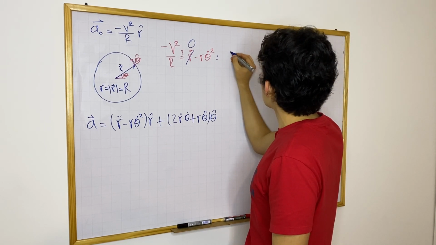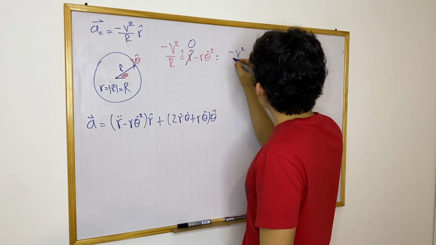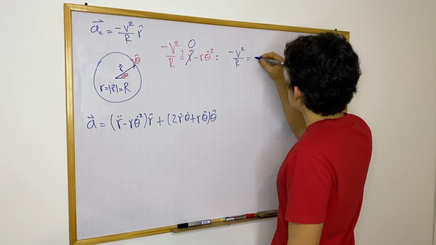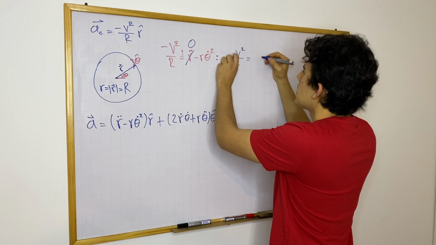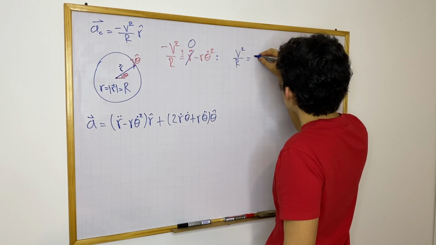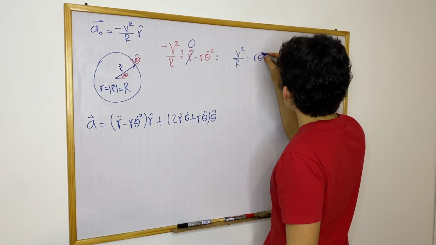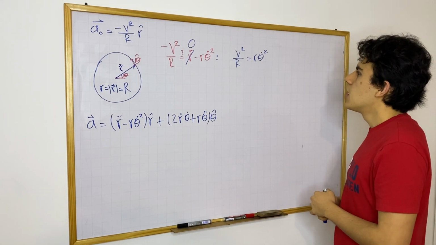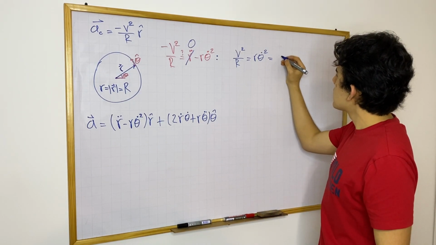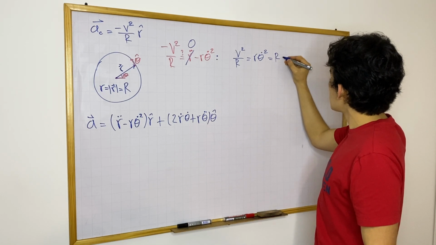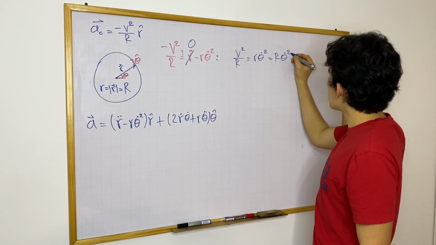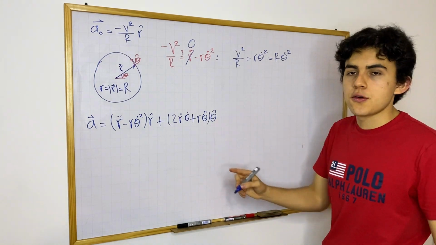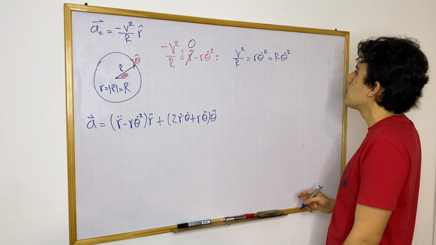I'm gonna continue over here. Now we have minus v squared over r is equal to big R, and I'm gonna drop the minus, same thing. V squared over r is gonna be equal to r theta dot squared. Nice. And we can continue rewriting this like this. So r theta dot squared, okay? Because little r and big R are the same thing, okay? We are in a circle, and for this specific scenario, we're in a circle.